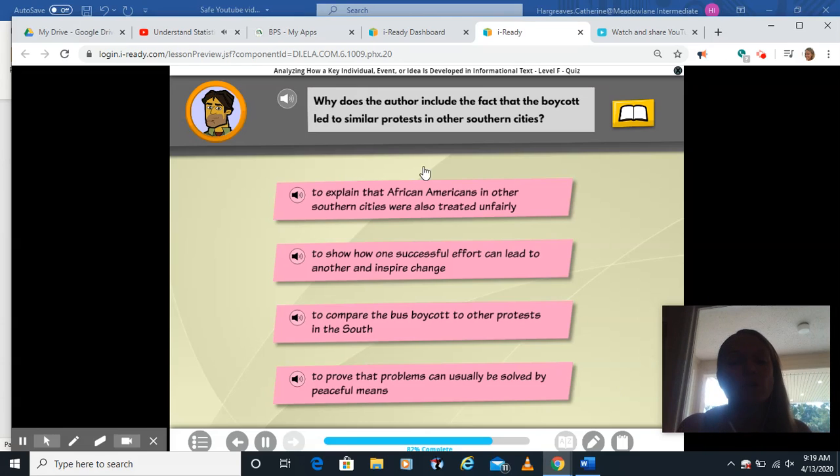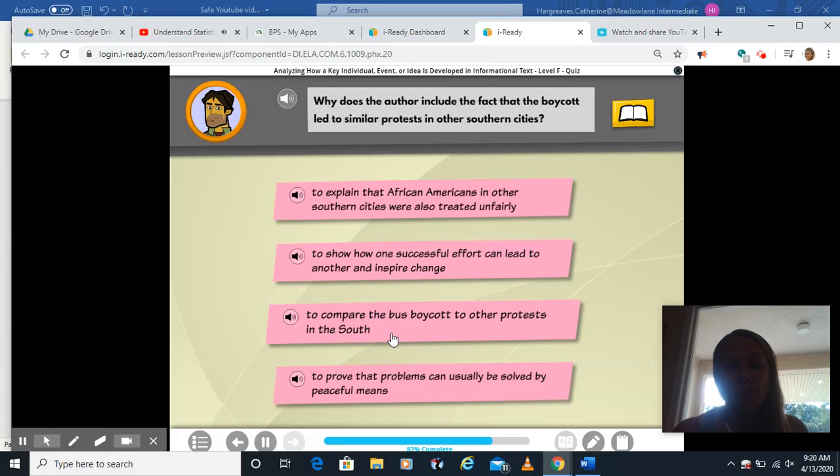All right, let's look at the first one here. So were other African Americans treated unfairly in other cities? Yes. But this one leaves out the part about the protests, right? It doesn't say that they did anything about it. To show how one successful effort, like the bus boycott, can lead to another, like other protests in other places, and inspire change. I like that one.